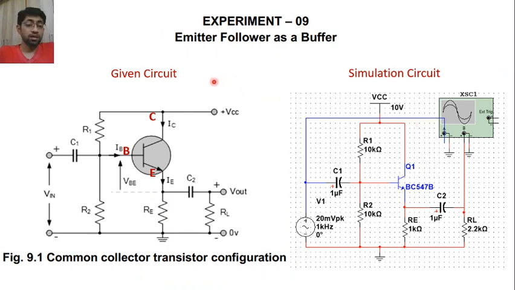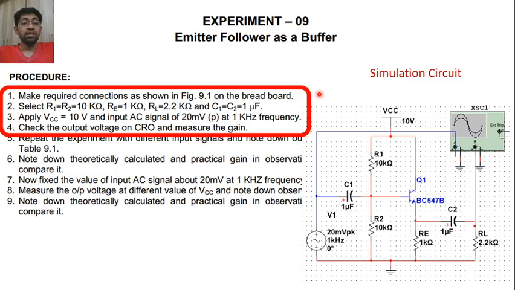Now here the circuit given in the manual is this one, and the circuit which we will implement is the one described over here. So we will implement this circuit in a Multisim simulator and we will take the readings. Now if we go through the procedure, the very first step is to make the required connections as shown in the figure. So I have prepared that circuit already in Multisim, and that circuit will look like this one. Here you can see that this is the circuit.